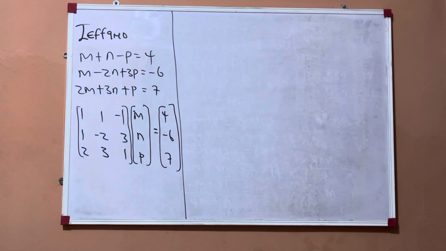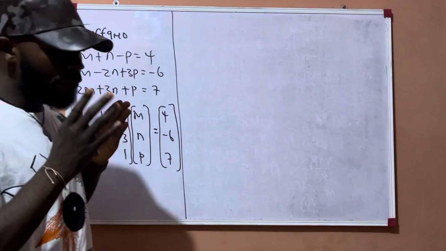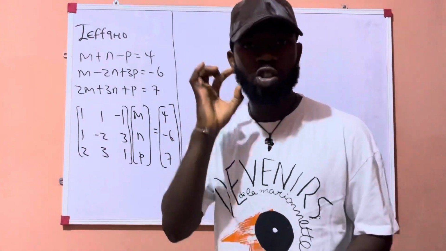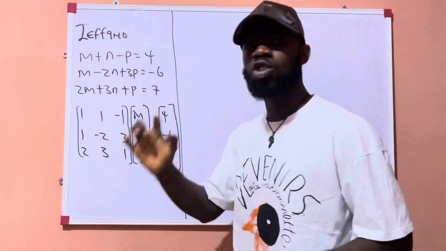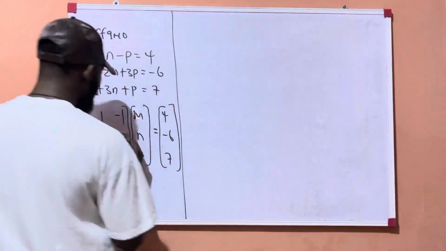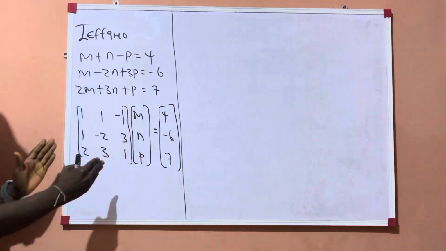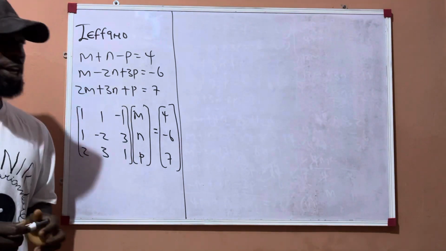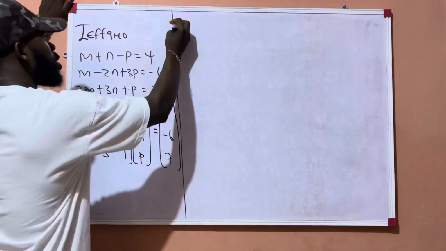Once you do this, what do you do next? Your first objective is to solve for delta. And how did I say you solve for delta? It is by taking the determinant of this matrix. Now, let us begin solving for delta.